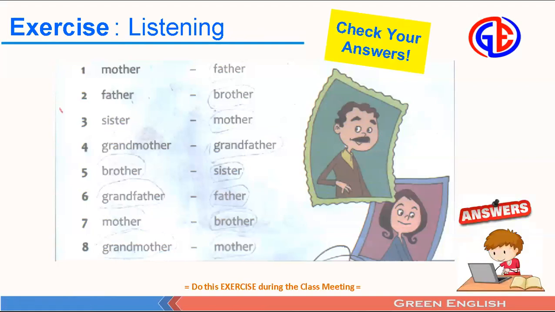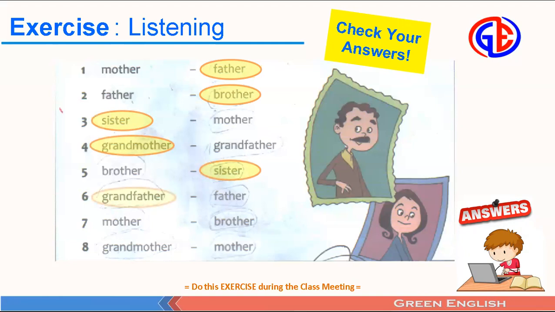Okay, so these are the answers. Number 1, that's father. Number 2, brother. Number 3, sister. Number 4, grandmother. Number 5, sister again. Number 6, grandfather. Number 7, brother. And number 8, grandmother. Excellent. So you guys have all correct answers? Good. Okay, well done. So now let's move on.